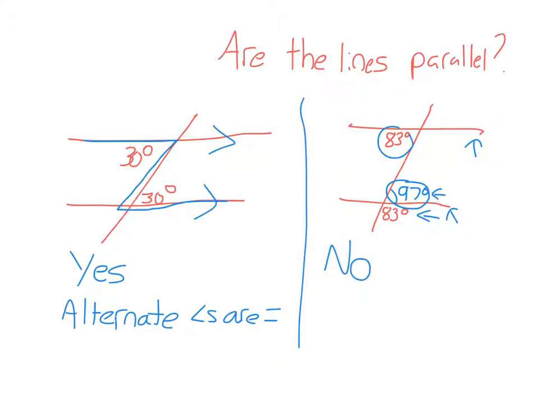So are the lines parallel? No, because in this case, we have two alternate angles, but they are not equal to each other, okay? And that's all I need to conclude that they're not parallel.